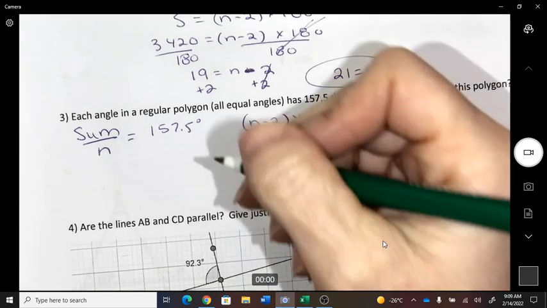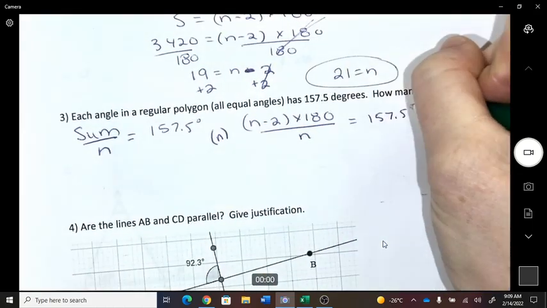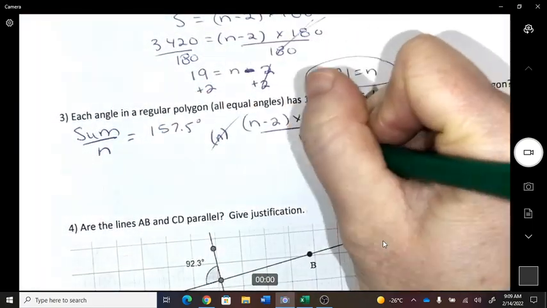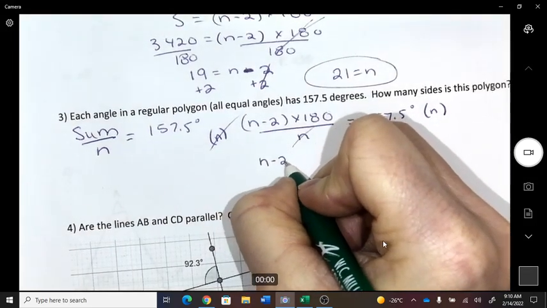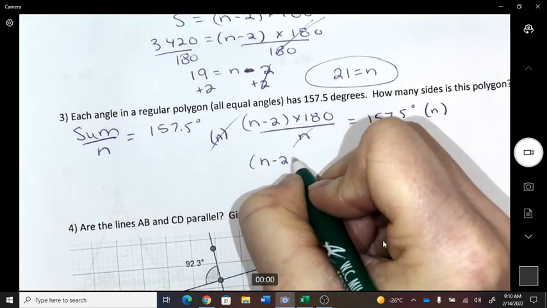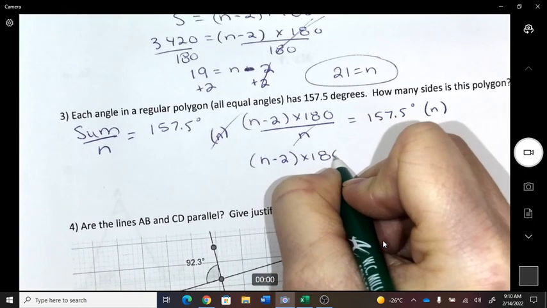Okay, so here's the algebra stuff. I'm going to times both sides by n. Does that make sense? I'm going to times both sides by n. So n subtract 2 times 180.